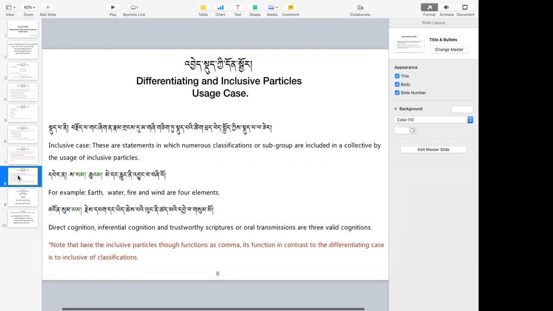Note that even though it may appear as if this particular particle functions in a way similar to the differentiating particle that is appearing as a comma, functioning as a comma, the usage cases are different. One is used as a differentiating, the other is used as an inclusive.